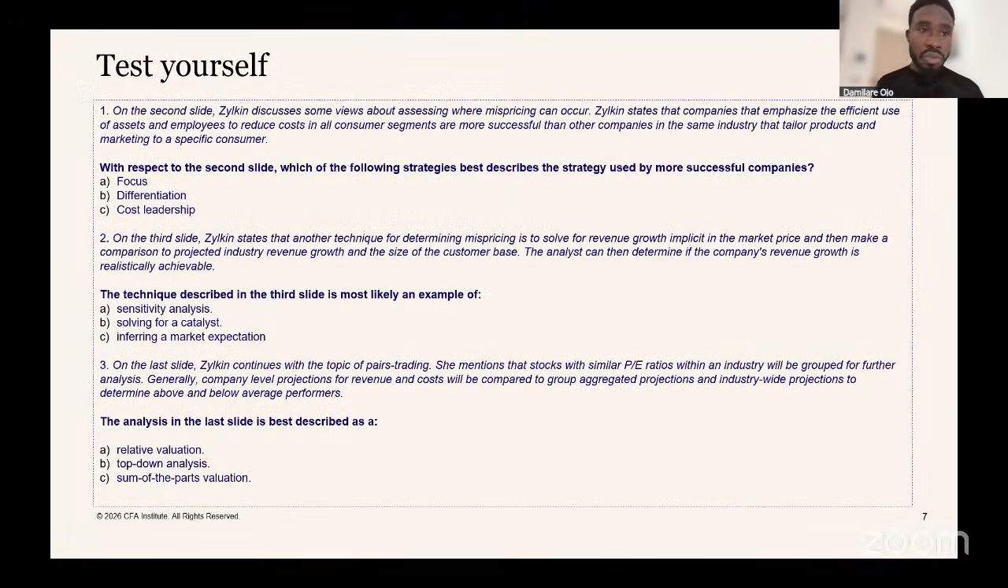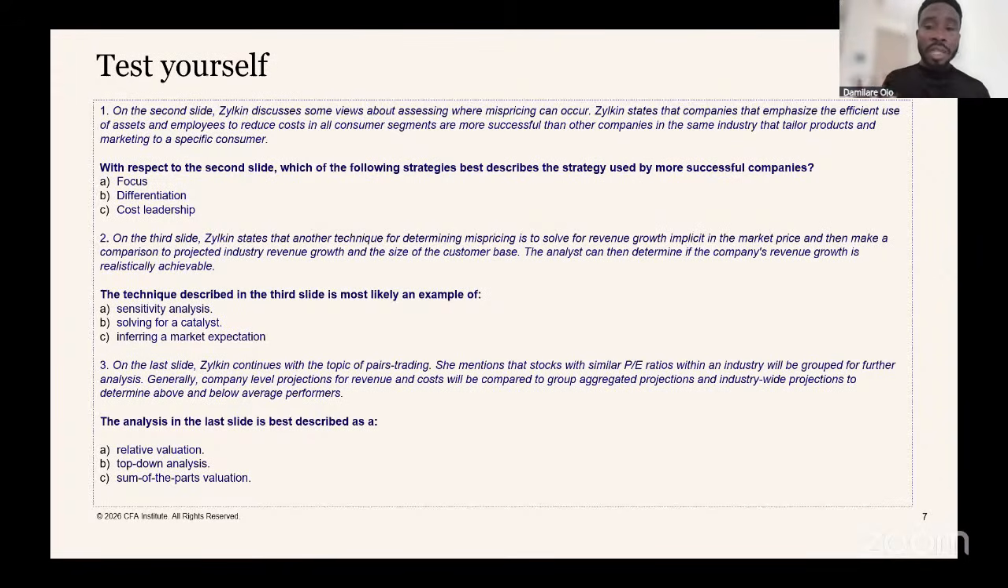Now, let's take some examples, some questions to try and gauge. As we are doing these questions, we might also come across terms that we've not necessarily talked about. So it also helps us to talk about some of those things. Now, the first question on the second slide, let's assume we have different slides here. Zilkin discusses some views about assessing where mispricing can occur. And one of the other things I would just quickly point out is when you see a question, typically at level 2, questions are long, or you have a sort of case study and then you have questions under the case study. Try and quickly know what is important and do away with the noise, right? So quickly sieve out what they are asking me for so that you are not carried away or confused by the long story that the question or the case study is saying.